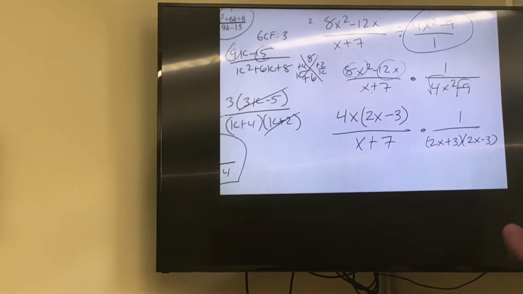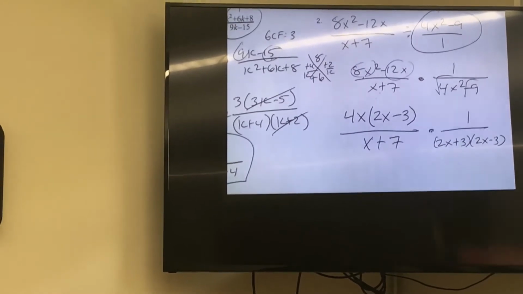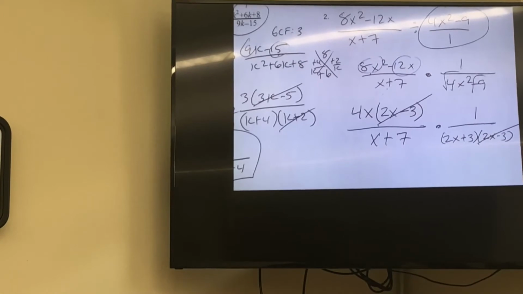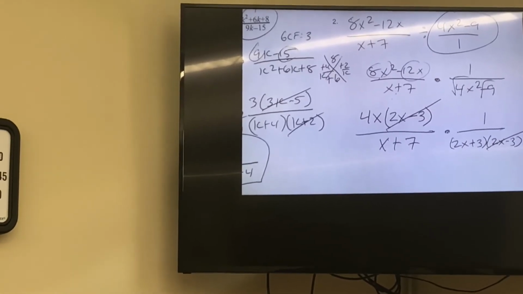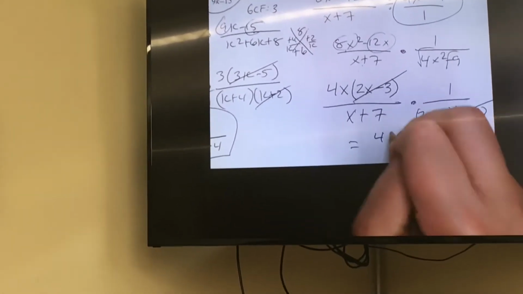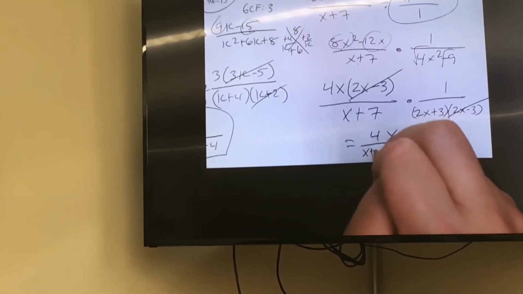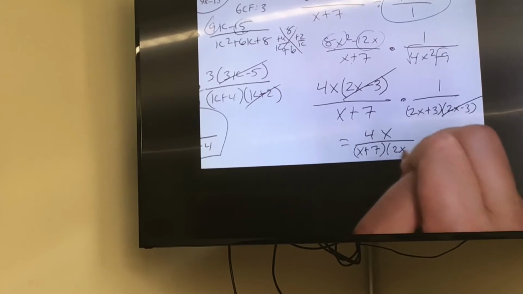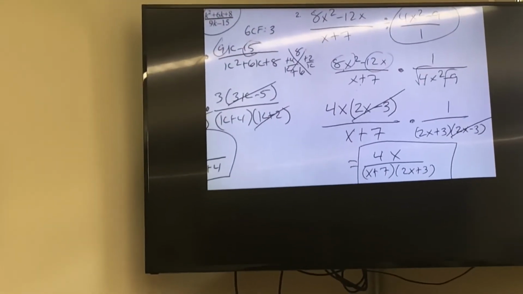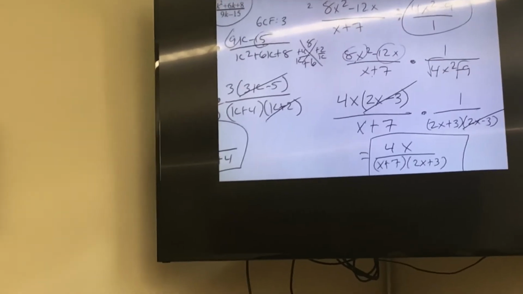From there, we're looking to simplify or reduce. I think just the 2x minus 3. 2x minus 3, that's it. So up top, we're left with our 4x. On bottom, x plus 7 and 2x plus 3. Miss May, anything to add or comment?